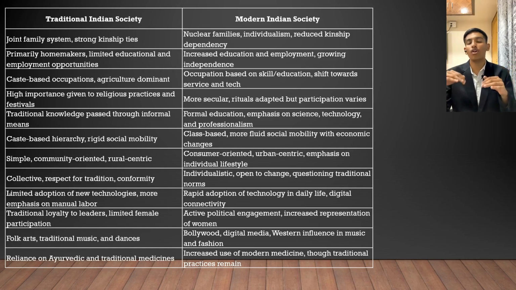Next, if we talk about medicine in particular, reliance on Ayurvedic and traditional medicines was greater in traditional Indian societies, whereas in modern Indian societies there is an increase in modern medicine, though traditional practices remain. The increase in modern medicine, that is allopathy, involves the use of various chemicals, in modern Indian society, whereas in traditional Indian societies the Ayurvedic system was followed.